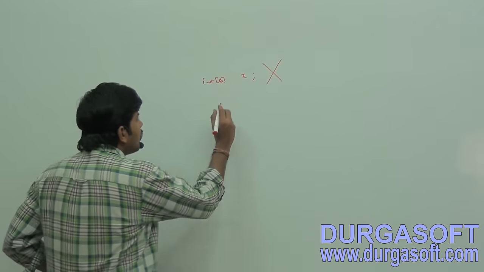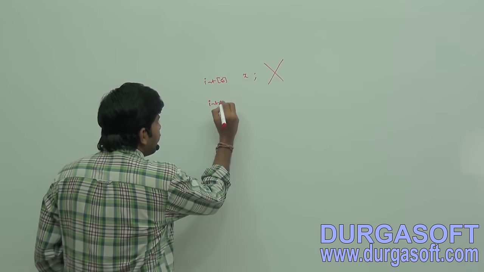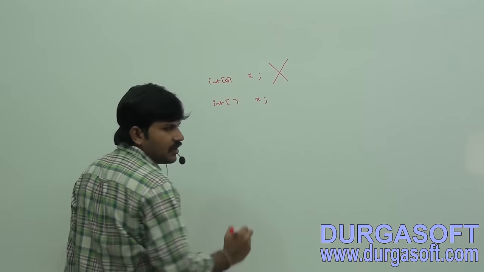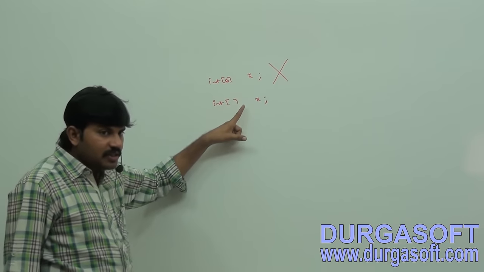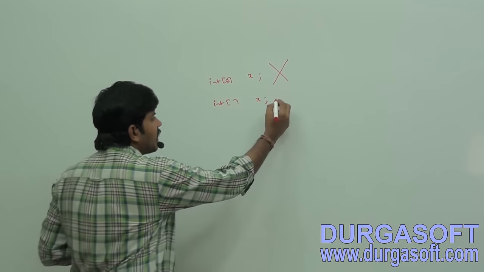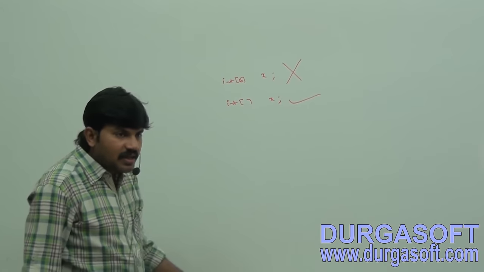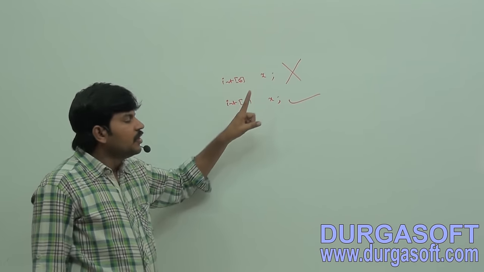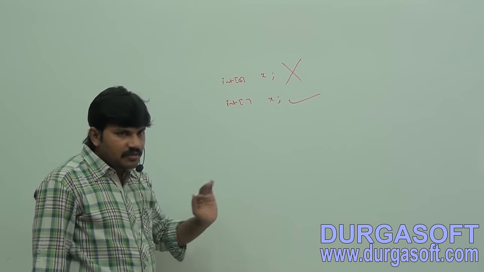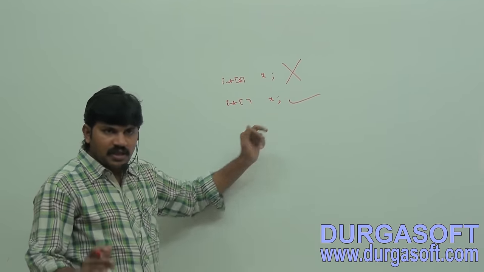Okay, this way. So now, int array x. Can you tell whether this one is valid or not? Perfectly valid, because at the time of declaration we can't specify the size. Here we specified the size, that's why it is invalid. Here we are not specifying the size, that's why this is valid, right? I hope it's clear at this point.